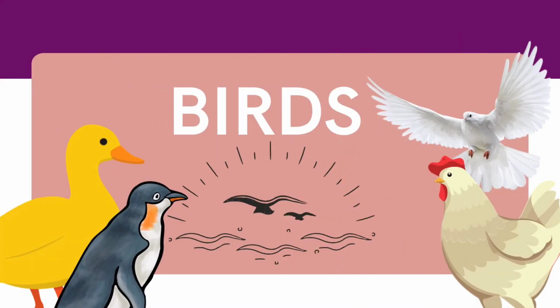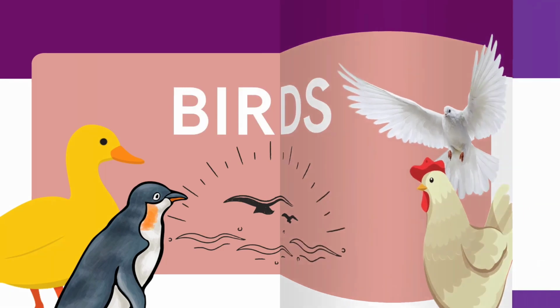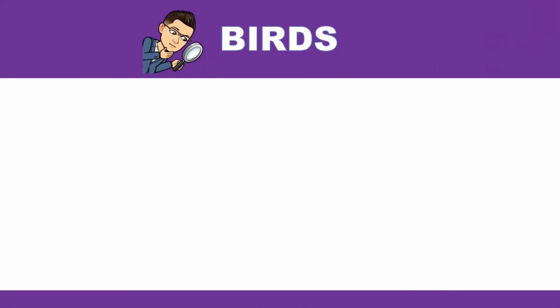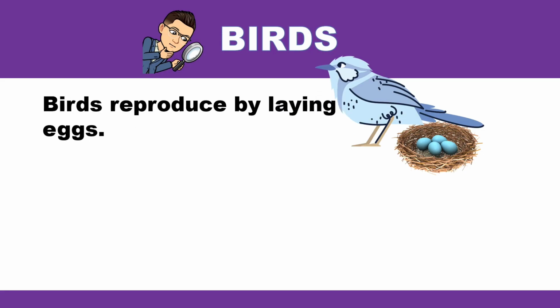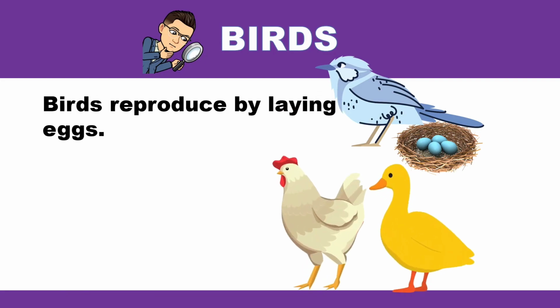Let us discuss the next classification of vertebrates, which is birds. From the picture, how do birds reproduce? You're right! Birds reproduce by laying eggs. How many legs do birds have? Correct! They have 2 legs.